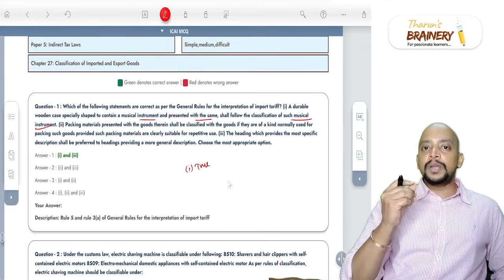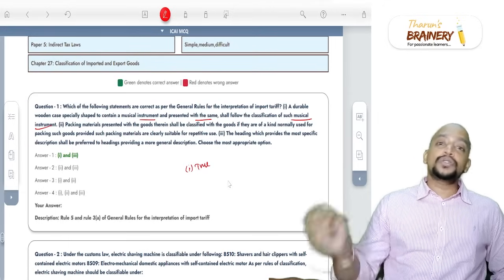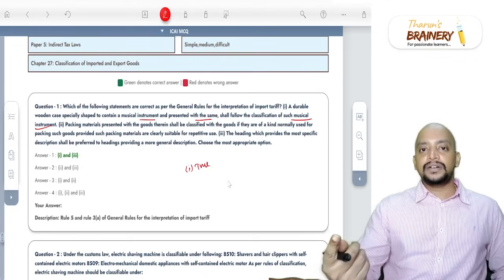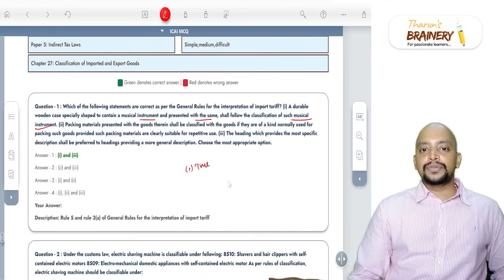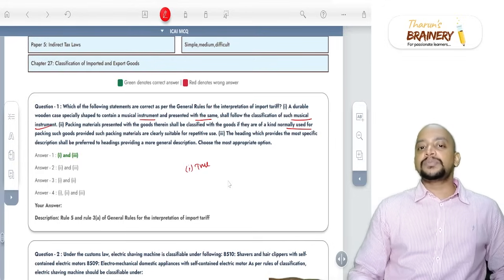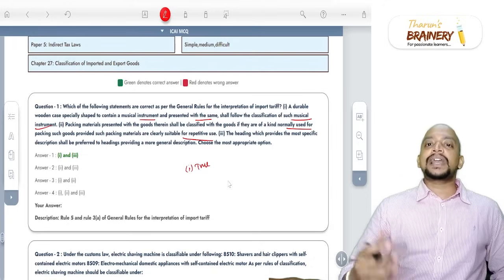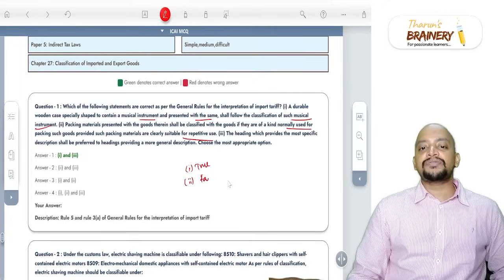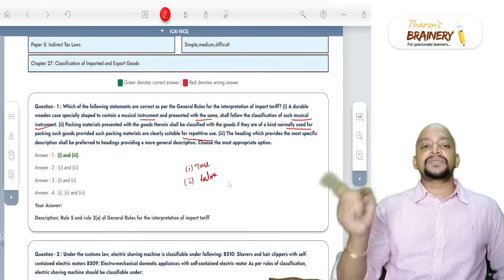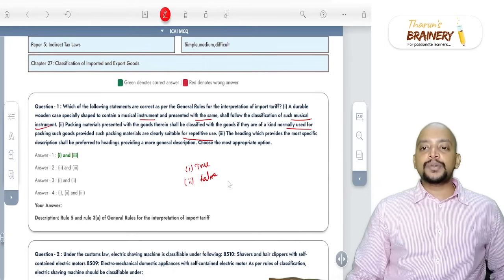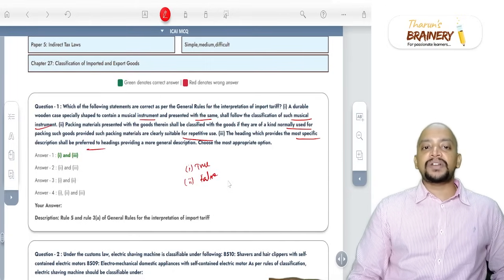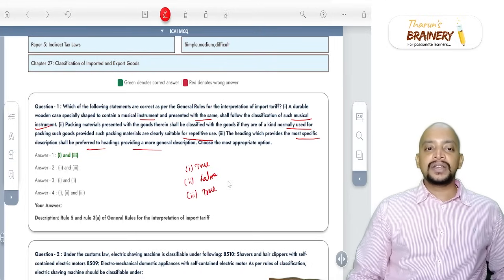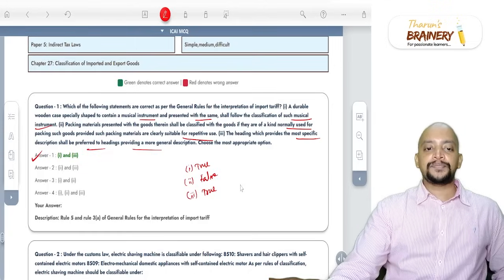That is, when you import a violin box, which can be used only to keep the violin, it should be classified along with the violin. Packing material presented with the goods therein shall be classified with the goods if they are of a kind normally used. If it is normally used and interchangeable for repetitive purpose, then you should be classifying it under the heading applicable to that. So for packing material, that is false. Only specific packing material should be classified along with the main article. The heading which provides the most specific description shall be preferred to a heading providing a general description. 3, correct. Prefer specific over general. So 1 and 3 is the correct answer.